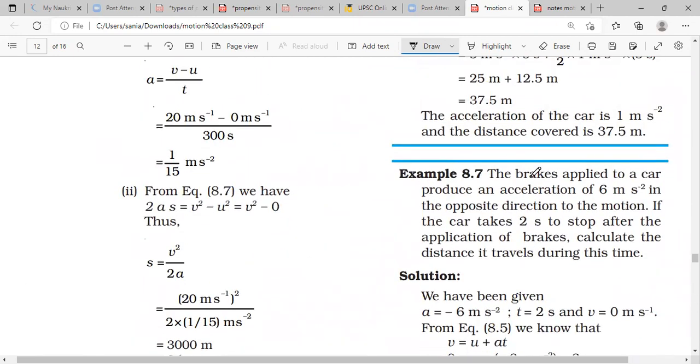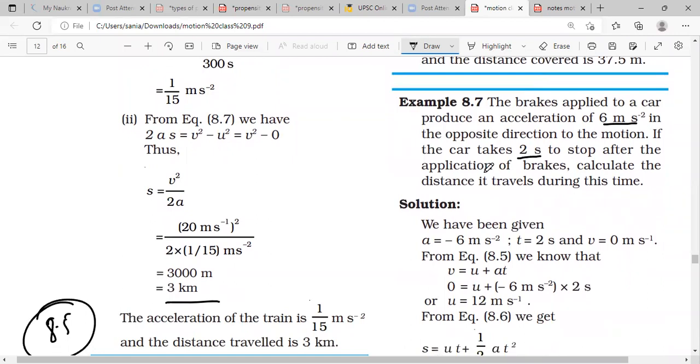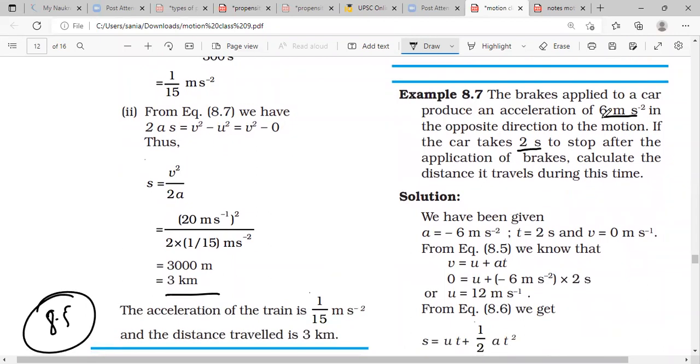Now, next 8.7. The brakes applied to a car produce an acceleration of 6 meter per second in the opposite direction to the motion. If the car takes 2 seconds to stop after the application of brakes, calculate the distance. Okay, so here you can see what is your A. Acceleration is given, right? T is also given.